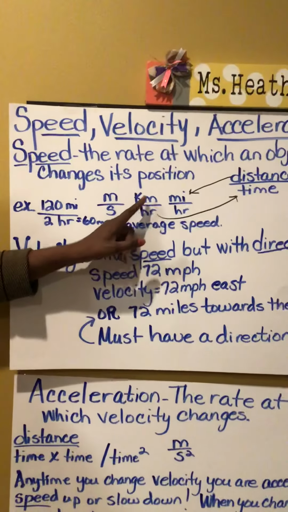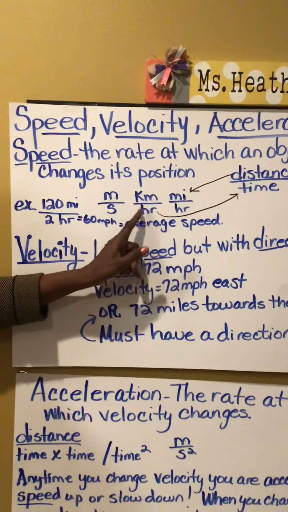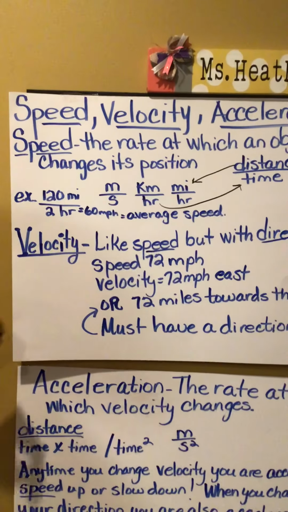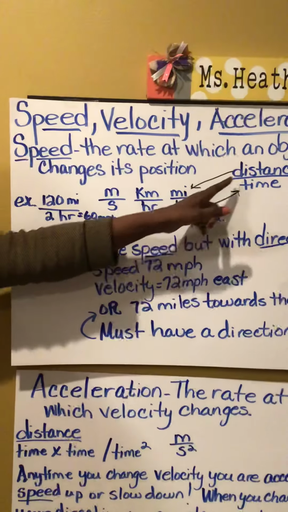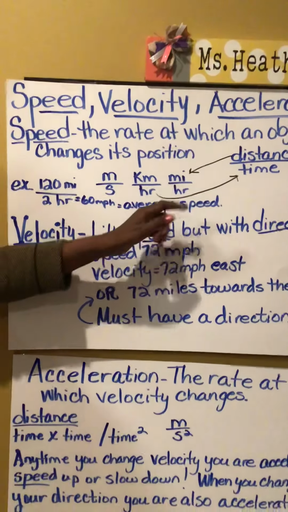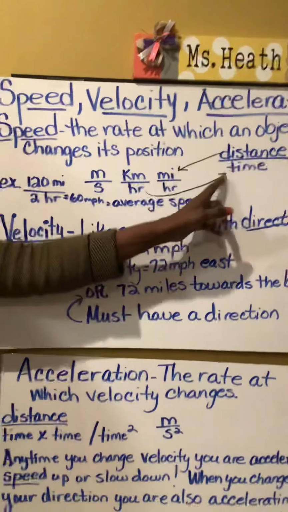Kilometers, that's a unit of measurement. That would be the distance. Divided by the hour. How many hours did it take you to get to Florida? Miles would be how many miles you had to travel to Miami, divided by the time that it took you, the hours.